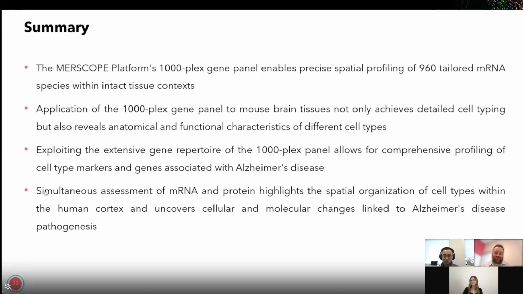Yeah, so just want to mention again that both the MERSCOPE 1000 gene panel and MERSCOPE 1000 gene imaging kit are available for order now. Yeah, so we're super excited for that, and we think this is going to be a great solution for the MERSCOPE platform.